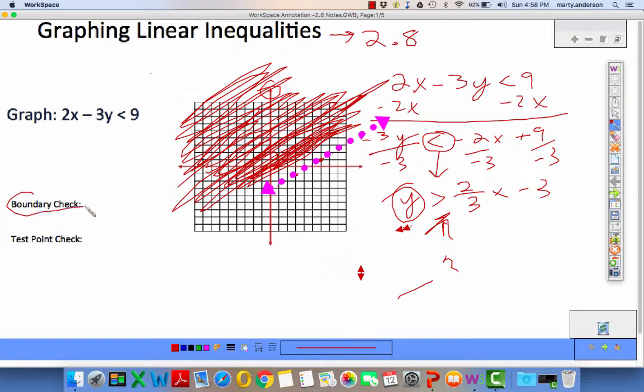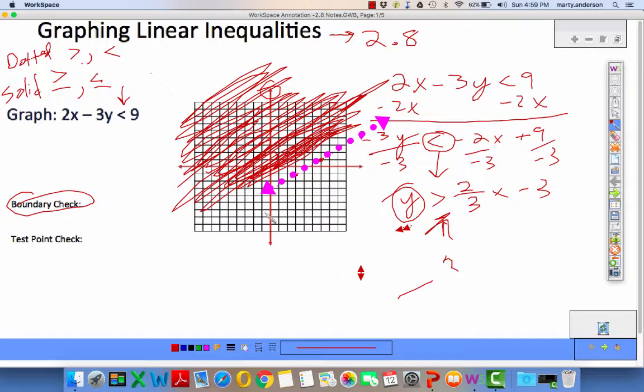It says boundary check. I don't think we need to do a boundary check. That's going to be the dotted line. We should be able to recognize that it's dotted right here. Dotted will be greater than or less than. That's not "or equal to." That's dotted. Solid will be greater than or equal to, less than or equal to. Then we solve for y and we say, where are the y's greater than?